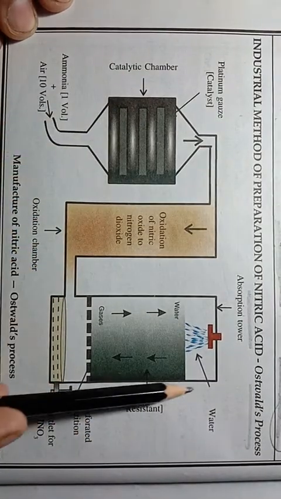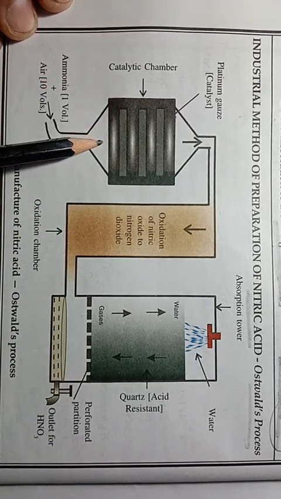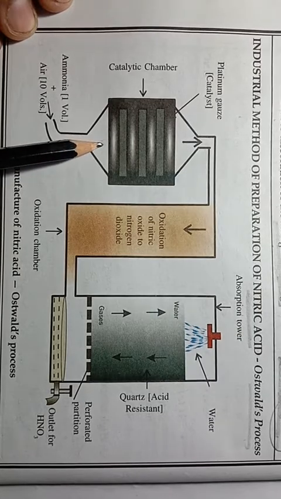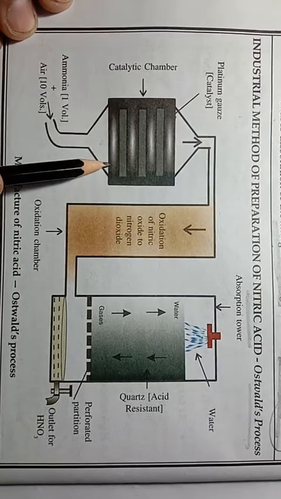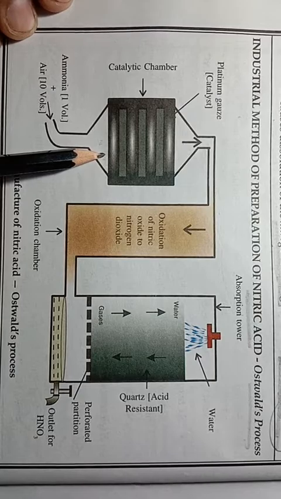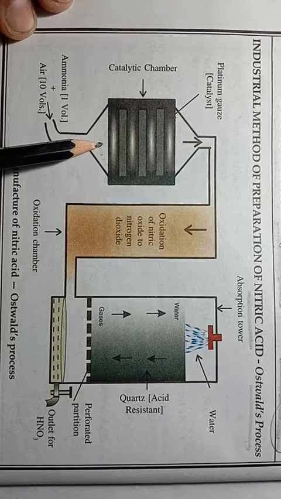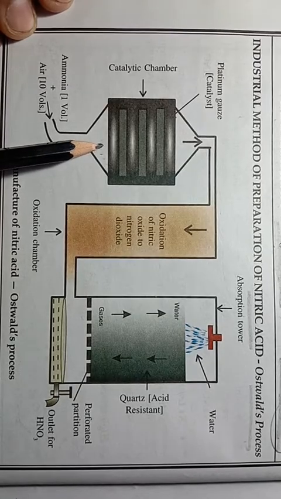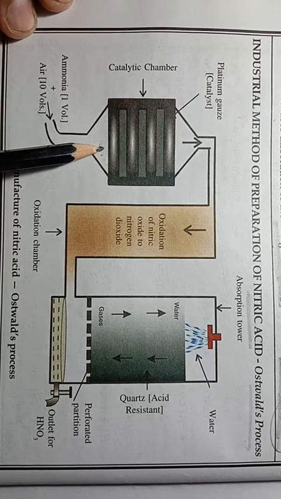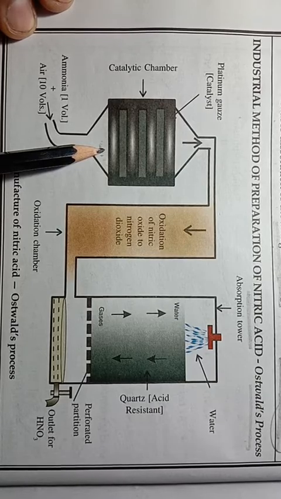So this is the apparatus which we are going to use in Ostwald's process. The first chamber is known as the catalytic chamber, and here we convert ammonia into nitric oxide, when ammonia is oxidized with oxygen in the presence of platinum catalyst at a temperature of 700 to 800 degrees Celsius.